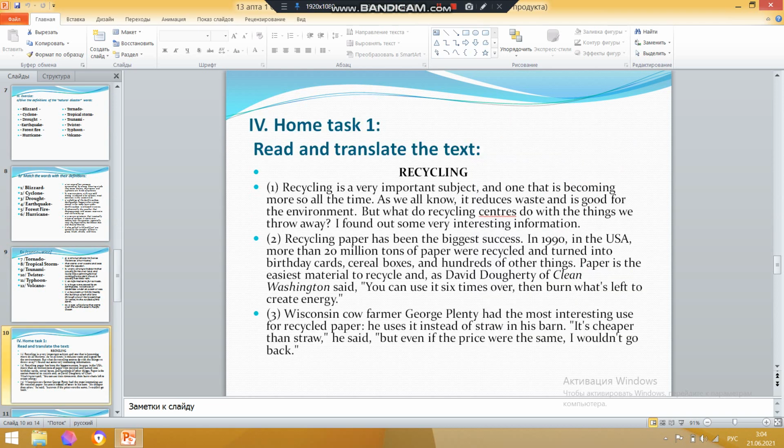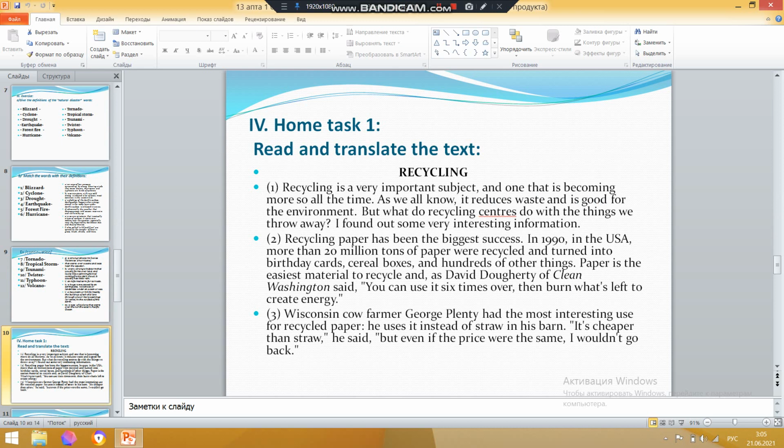Okay, the fourth task, it's the home task. Read and translate the text. Recycling. Recycling is a very important subject and one that is becoming more so all the time. As we all know, it reduces waste and is good for the environment. But what do recycling centers do with the things we throw away? I found out some very interesting information.